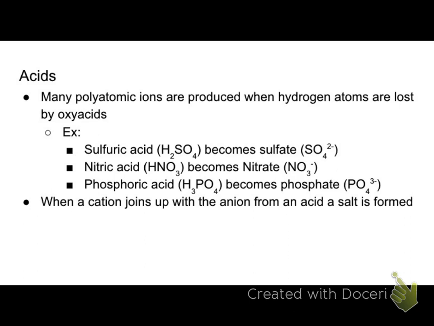When a cation joins up with the anion from an acid, it produces a salt. So if you dissolve an acid in water, you're going to be left with these anions, and if those anions find other atoms to join with, or other ions I should say, cations to join with instead of the hydrogen ions they were originally joined to, the substance that you produce from that is called a salt.